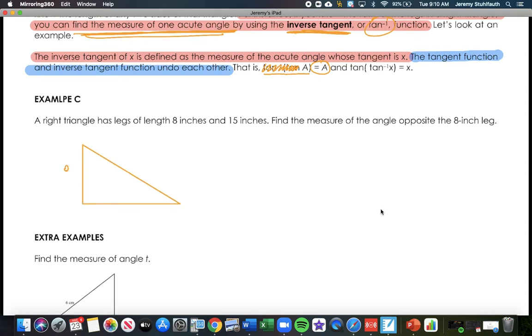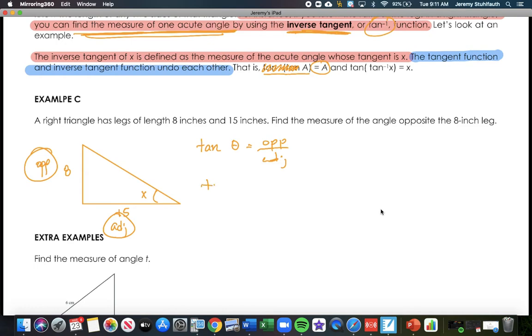We'll say this is the 8 and this is the 15. Find the measure of the angle opposite the 8-inch leg. So the 8-inch leg is the opposite side. We want to find this angle right there. So we're going to use opposite, and then we have our adjacent side. So if we have our opposite side and our adjacent side, we want to use the ratio that has just those two sides. So tangent is opposite over adjacent.